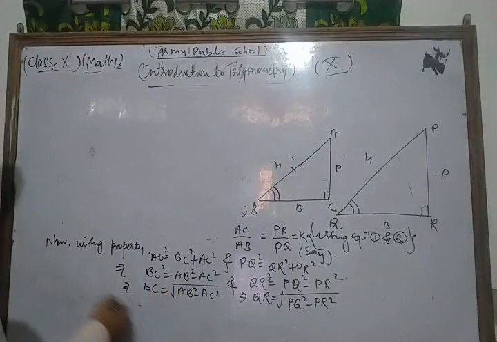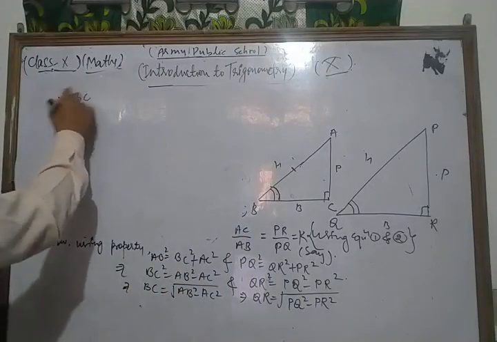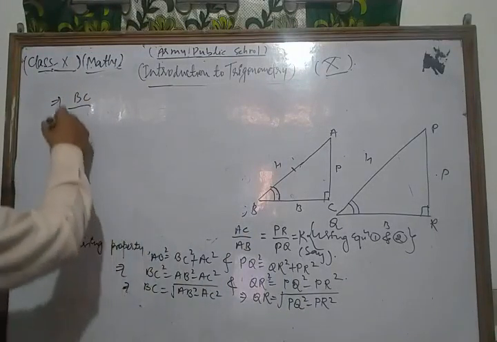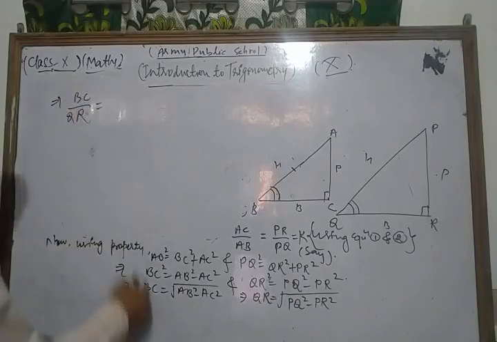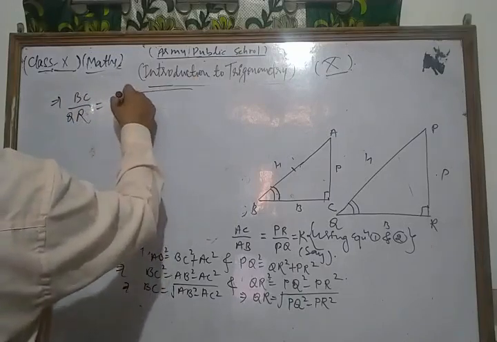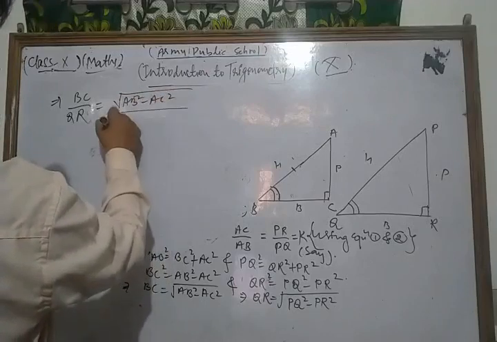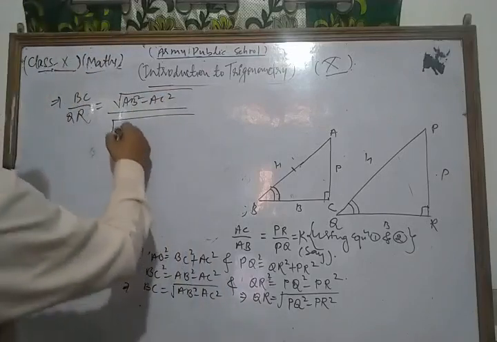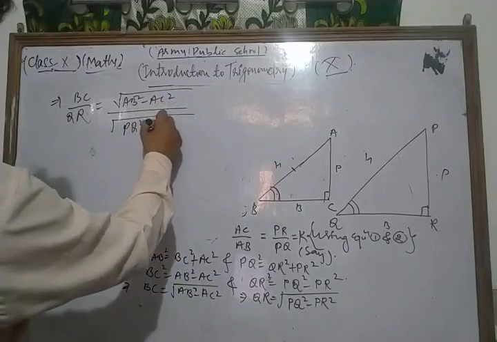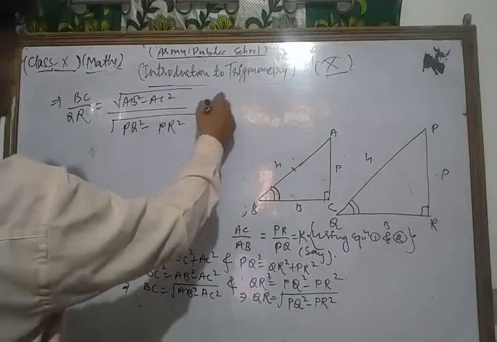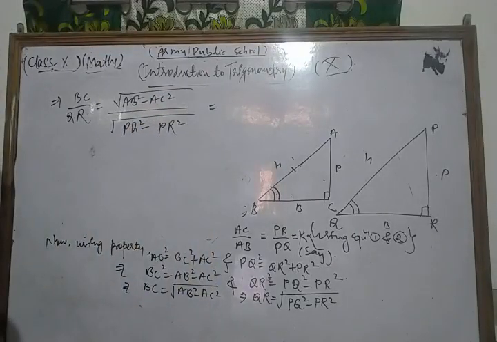Now we find the value of BC upon QR. So BC upon QR is equal to, the value of BC is under root AB square minus AC square, upon the value of QR, that is PQ square minus PR square. Now we put the value of AB. Let's see from there.